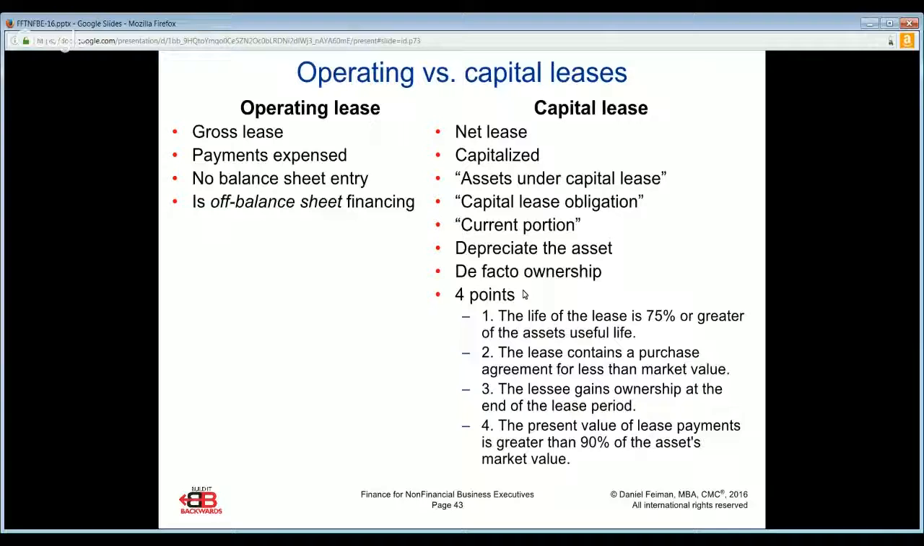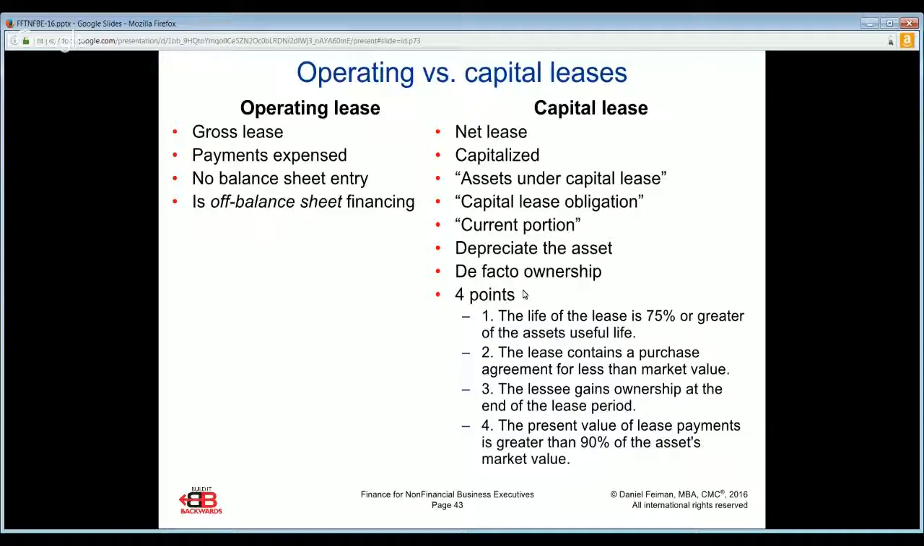So accounting changed the rules about 40 years ago and said, if you are leasing something for a long period of time, if it qualifies as a capital lease, you must show it on both the balance sheet and the income statement. And what does that mean?